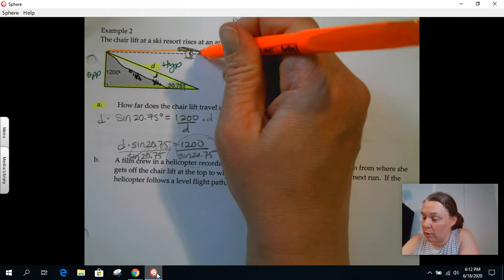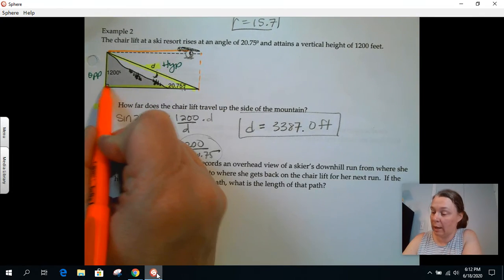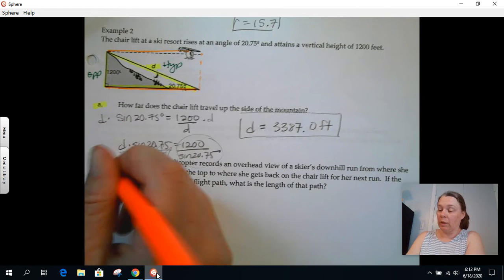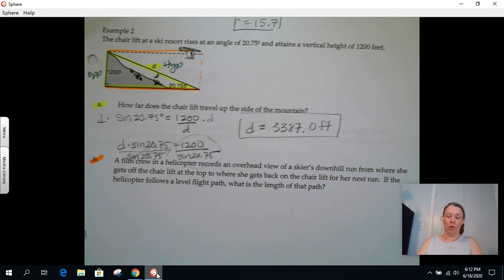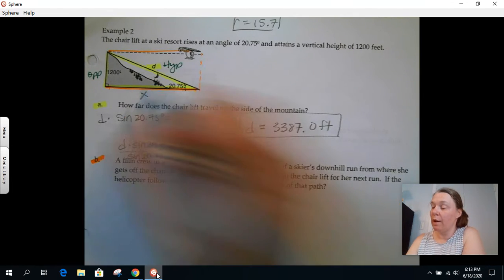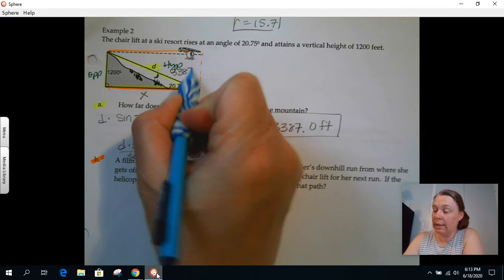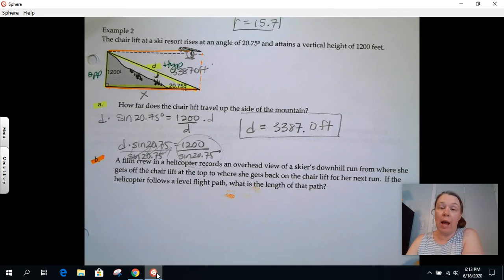Well, you can see I could make those two triangles congruent, right? So it's really like I'm trying to find this length in my triangle. So I'm going to give that a variable. I'm going to just call it x. So I found out that this was 3,087 feet. So I've got a couple of options here.